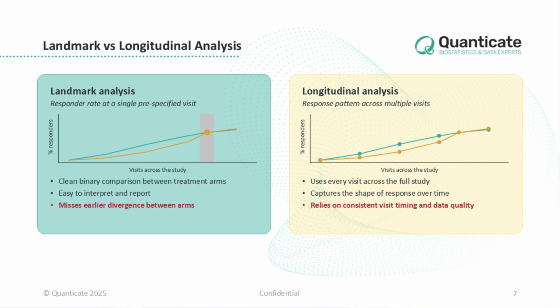The limitation is that rheumatoid arthritis response develops over time. 2 treatment arms may look similar at one landmark visit, while showing different patterns earlier in the study. That timing can affect interpretation, especially in settings such as biosimilar comparisons, where the overall pattern of response may contribute to the similarity argument.